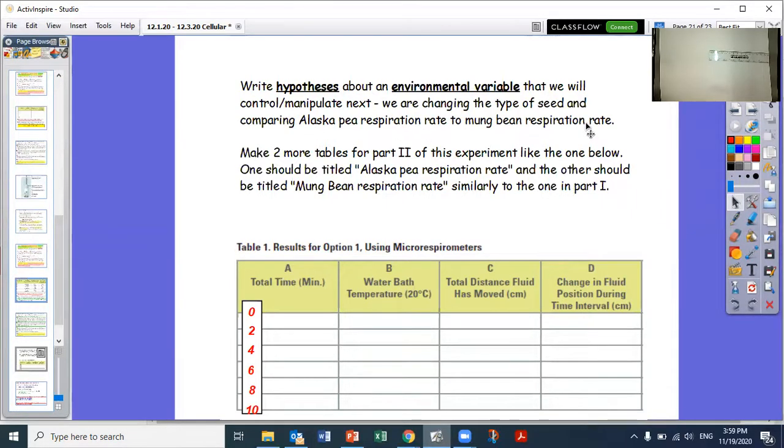Now that you have kind of a good gauge on what the mung bean respiration rate is, I want you to say, if it's bigger, will it be faster or slower than the mung bean? And prepare 2 more data tables. One should be Alaska pea respiration this time, and the other one should still be the mung bean respiration rate because we're going to be comparing both of them to each other in the next experiment. And then I will introduce the summary and conclusion in that video.